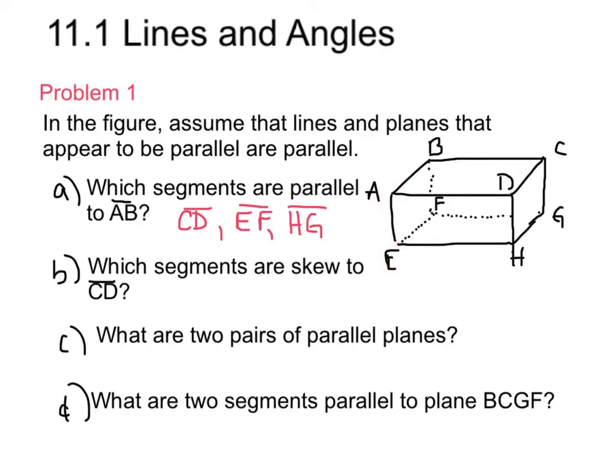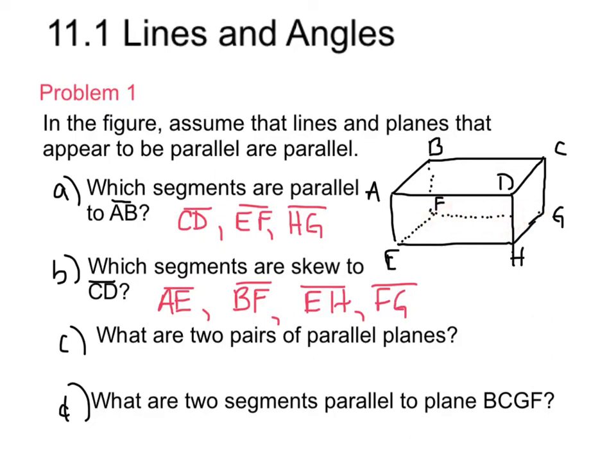Segment AE would work. So segment AE is not parallel, non-coplanar, and they don't intersect. We could also say segment BF, that's over here. We could also say segment EH, and we could also say segment FG.